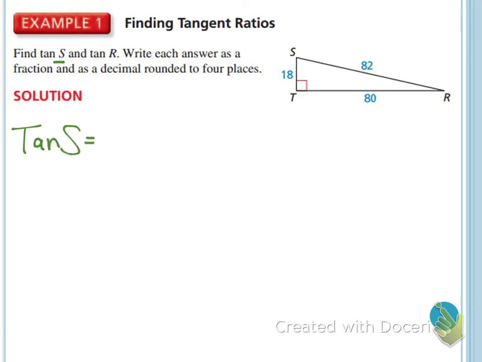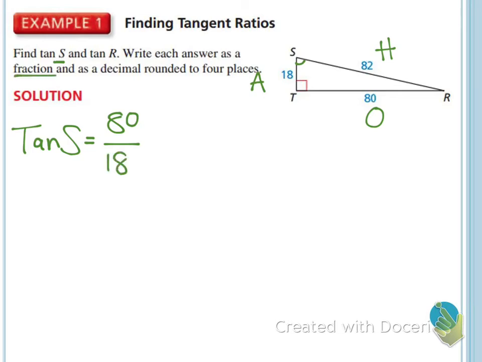Yes, it spells tans. So from S, we're going to label the sides. Which of these is the hypotenuse? 82. Which of these is the opposite? 80, and then 18 is the adjacent. So we want to do TOA, which is opposite. So 80 over 18. TOA, opposite over adjacent.